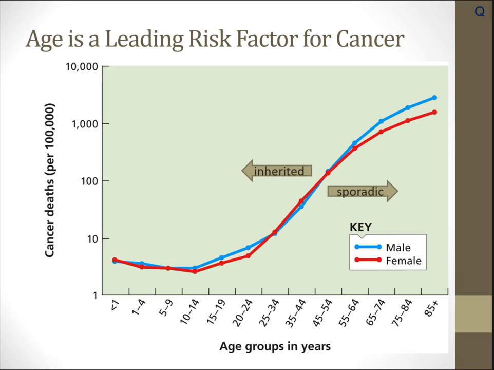One of the things we pay attention to in terms of the onset of cancer is, of course, age. So age is a leading risk factor for cancer. Essentially, the longer you live, the more likely you are to develop cancer, and this is usually sporadic. Okay, so sporadic cancers usually occur later in life. Cancers that occur earlier in life are usually the result of some inherited predisposition or cancer syndrome.